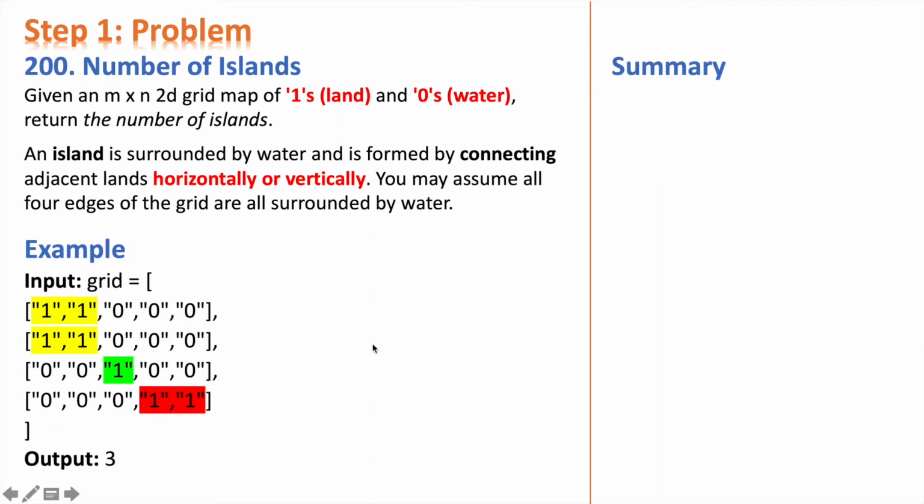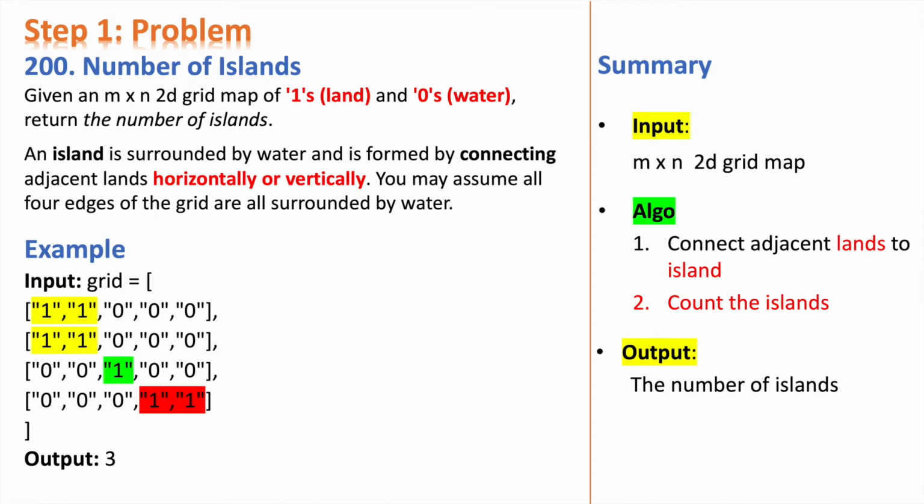For example, here the top left four 1s in yellow are connected together. That's the first island. The green one is an island by itself. The bottom right two 1s in red are connected together, so that's the third island. As a result, there are 3 islands in this example. If we break down the problem, the input is a 2-dimensional grid map. In the algorithm, we first connect adjacent lands into an island, then count the islands. Finally, we return the number of islands.